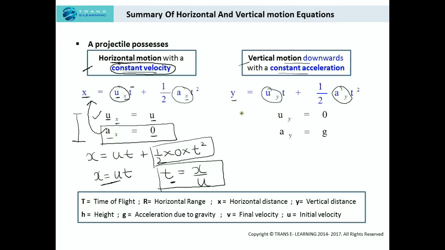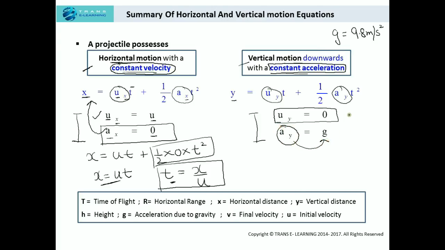While considering the vertical motion of the projectile, we have to take into consideration the constant acceleration, because the vertical downward distance traveled by the projectile is due to constant acceleration due to gravity, that is g, and its value is 9.8 meter per second square. So that is why we have taken the initial vertical velocity as 0, because the body is falling under the effect of constant acceleration. It's like a free fall, and the acceleration due to gravity in the vertical direction is taken as g.